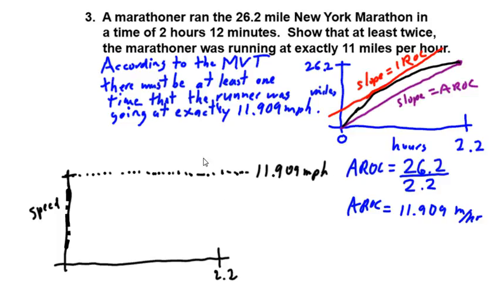And so, presuming that the runner starts at rest, the speed will be 0 at the start of the race at time equals 0, and then we'll finish at the time equals 2.2. Now, I'm going to go ahead and draw another horizontal dotted line here that represents 11 miles per hour.